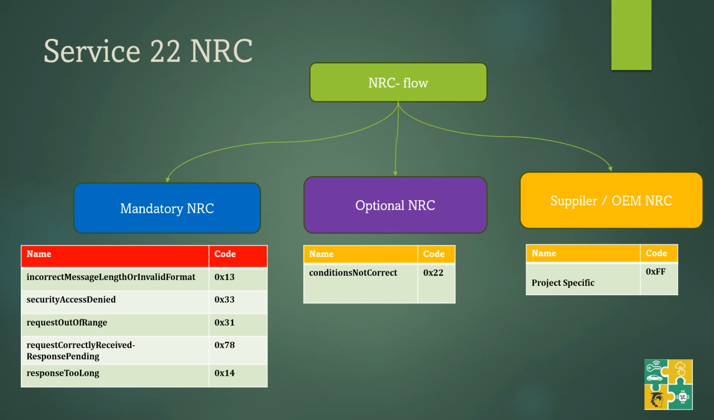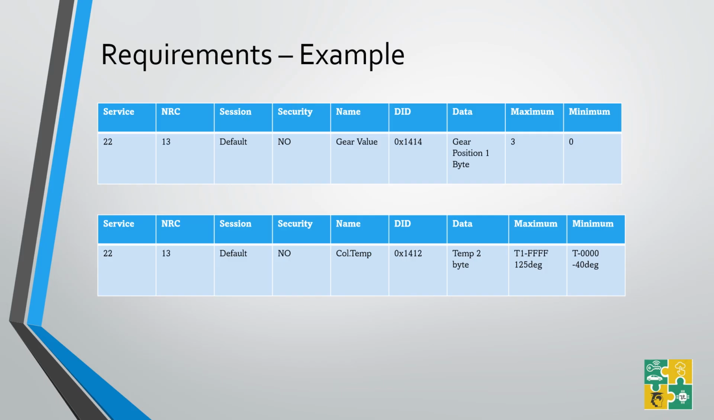For this demo, we are going to see only NRC 13 and NRC 31. Why? Because for 33 and 78, I need some time to implement the logic in the tool. So probably I will implement it soon, and in the next update, this will be available for you guys. Yeah, next week.